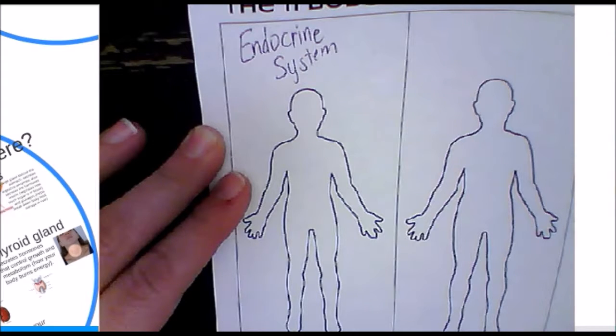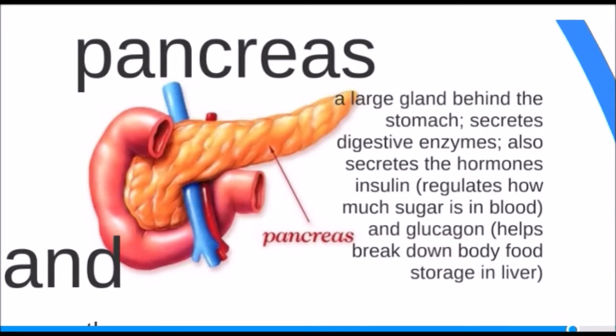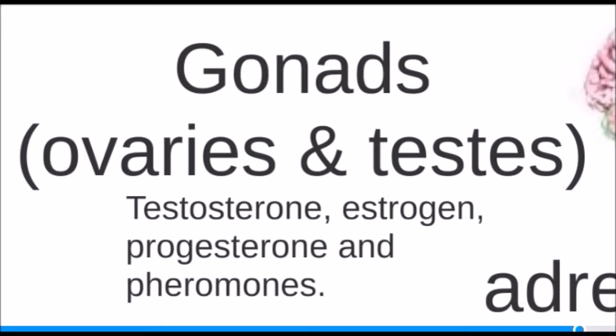Pituitary gland, another gland that's inside of your brain. This is what's going to control your growth and development, and actually controls the functioning of a bunch of other glands. The gonads, this is the one you don't want to hear today. The gonads is a word to mean testes or ovaries, but this is where testosterone, estrogen, progesterone, and pheromones are going to be created. Testosterone is that hormone that's going to make men have a little bit more muscle tissue than women. Estrogen is that hormone that's going to cause women to put a little bit more weight onto the hips.